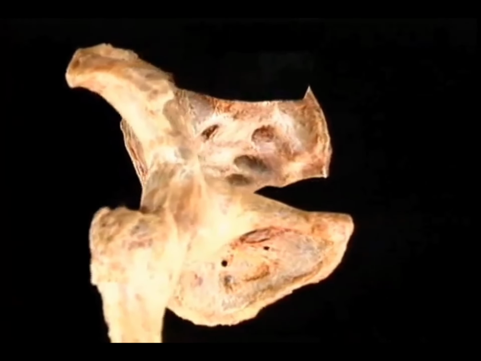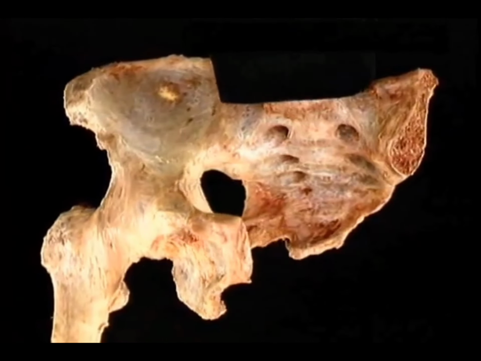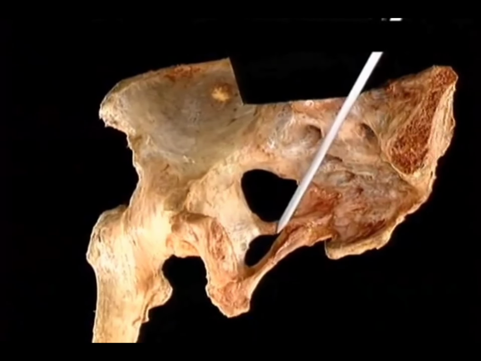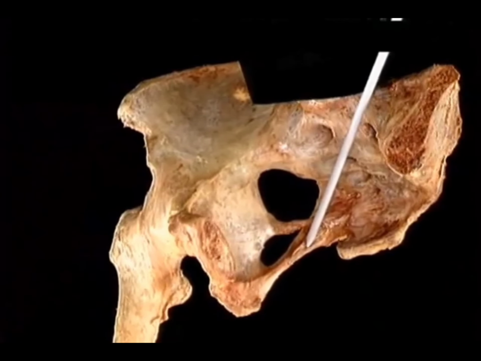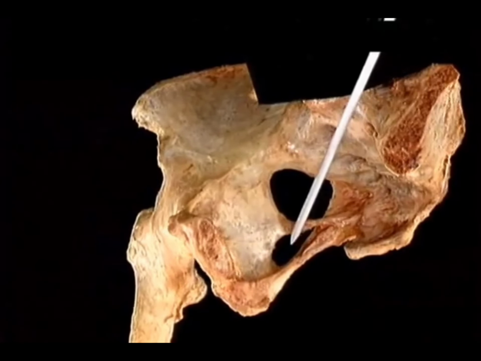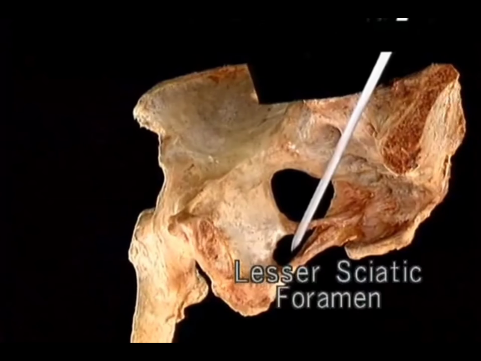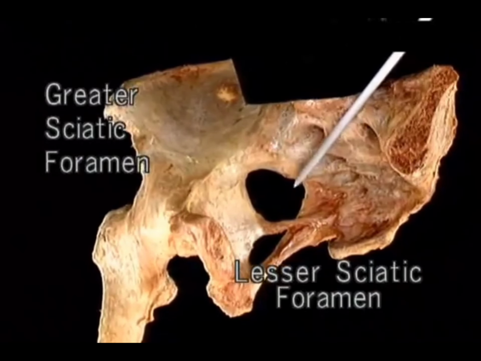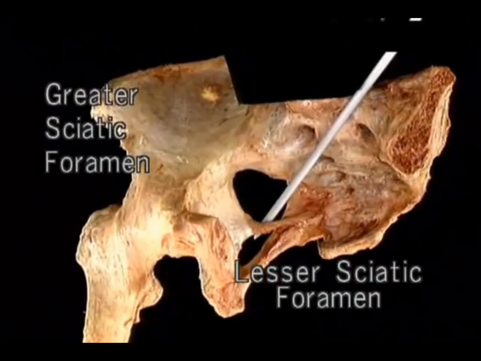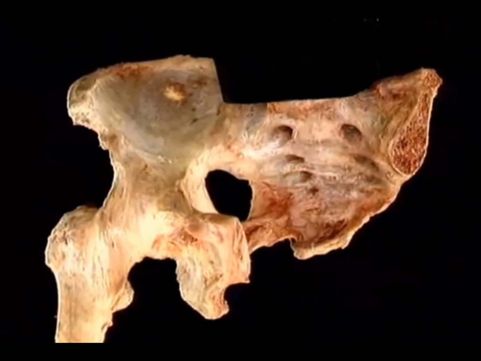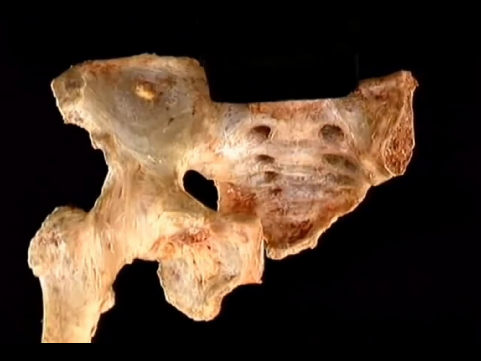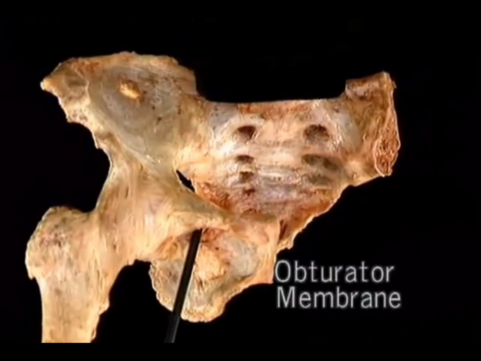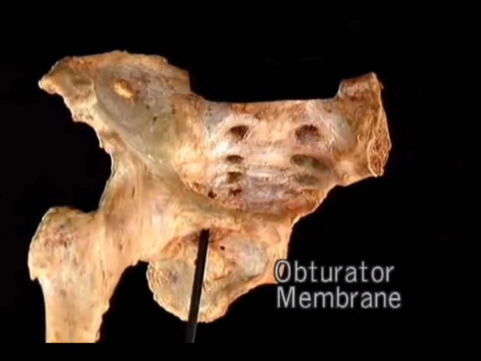Let's go round to the front and see those two ligaments from the inside. Here's the sacrospinous ligament. Here's the sacrotuberous ligament. These two openings are the lesser sciatic foramen and the greater sciatic foramen. The sciatic nerve passes through the greater sciatic foramen. The obturator foramen is largely closed by the obturator membrane. The obturator nerve and vessels pass through a small tunnel here.